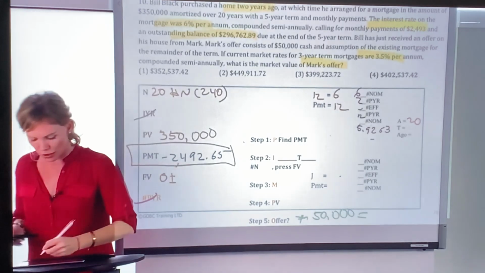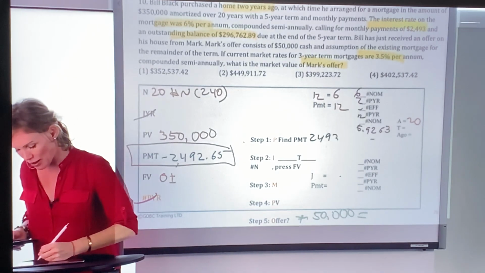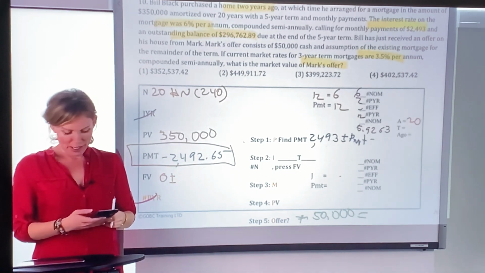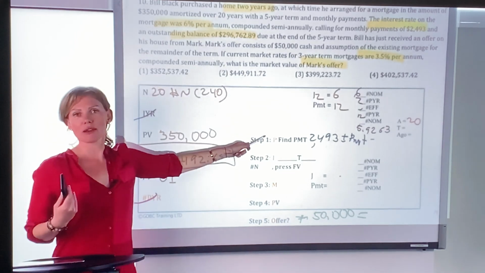So on top of your screen, you're just going to put the new payment in. So 24.93 plus minus PMT. And that's all you do right now. So on top of it, let's just plug it in. So 24.93 plus minus PMT. Payment is in. Step number 1 is done.